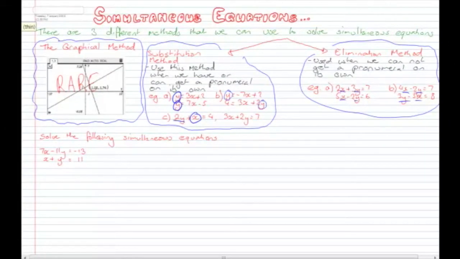And once again, press pause and solve the following two simultaneous equations, and remember to press play when you're finished so you can check your solutions against mine.